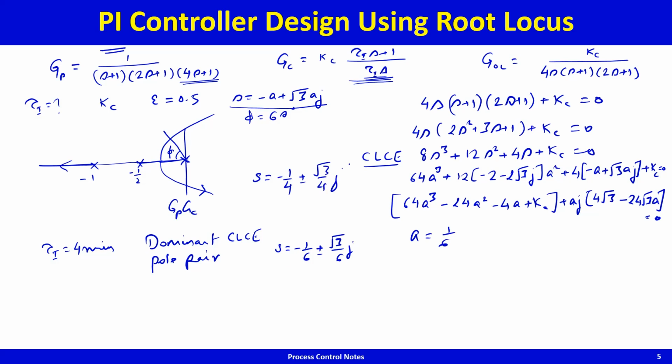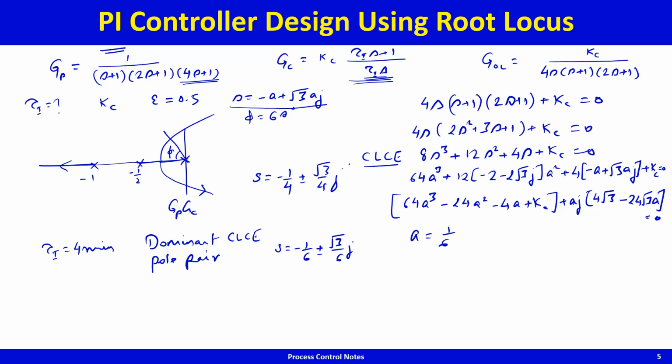So notice that this has actually moved rightwards. Earlier my real part was minus 1 by 4, now my real part is minus 1 by 6, which is smaller. 1 by 4 is 0.25, 1 by 6 is 0.166667.